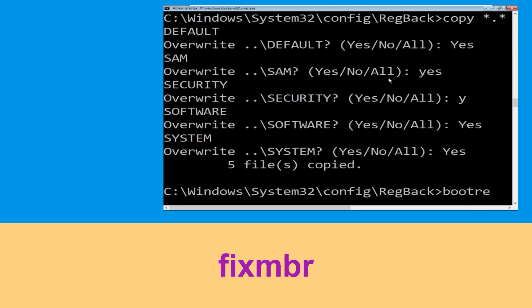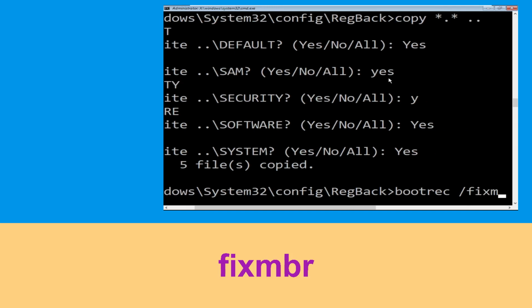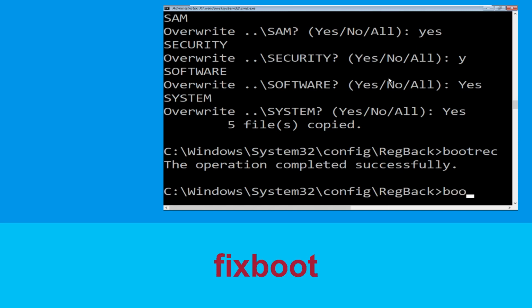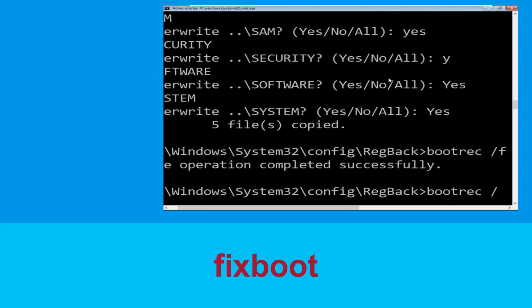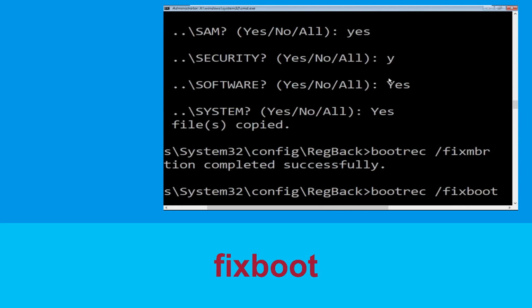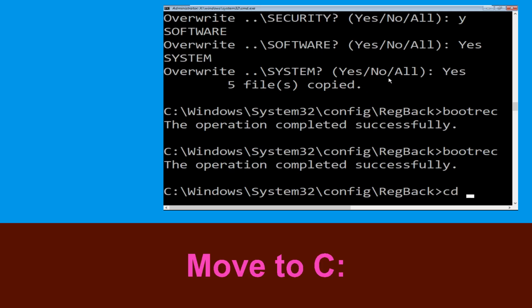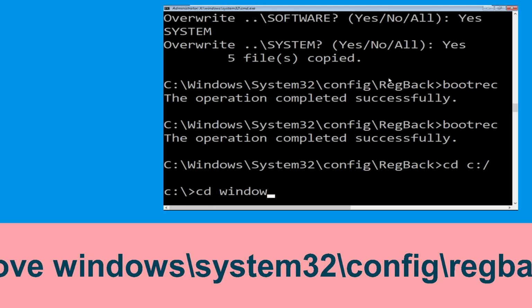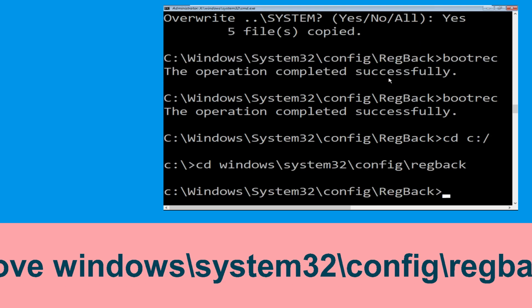Now execute this command. Type bootrec space /fixmbr and simply hit enter. Type bootrec space /fixboot and hit enter. Now type in cd space c:/ and simply hit enter to execute the command. Now type this command cd space Windows/system32/config/regback and simply hit enter to execute the command.